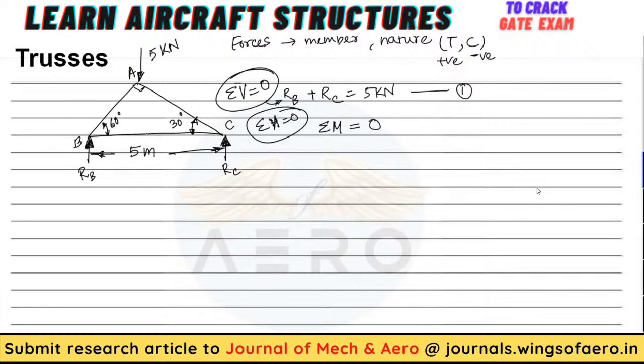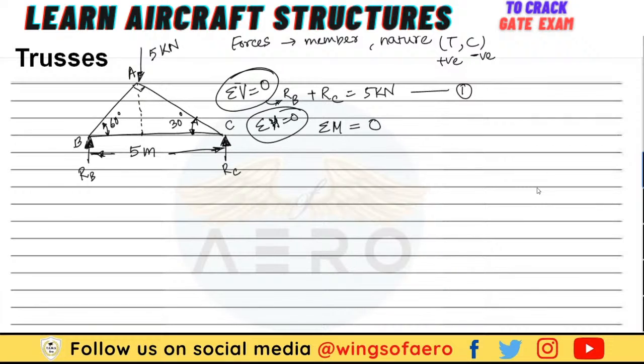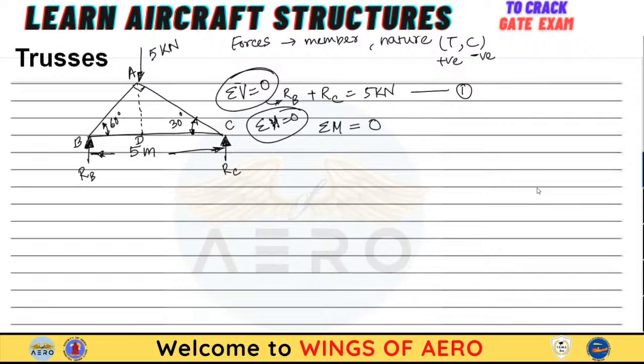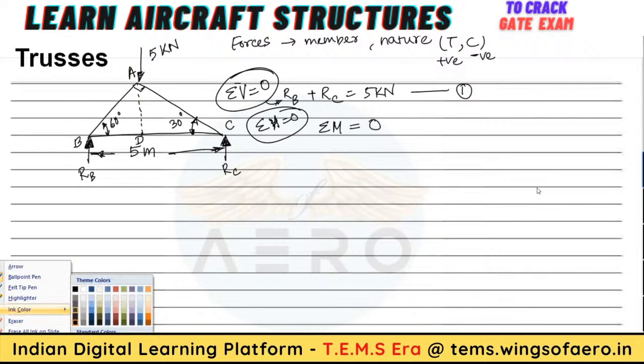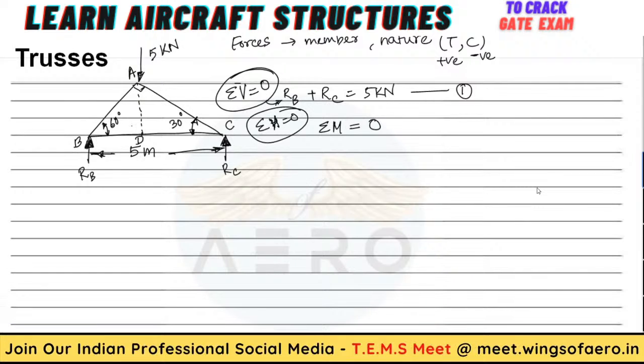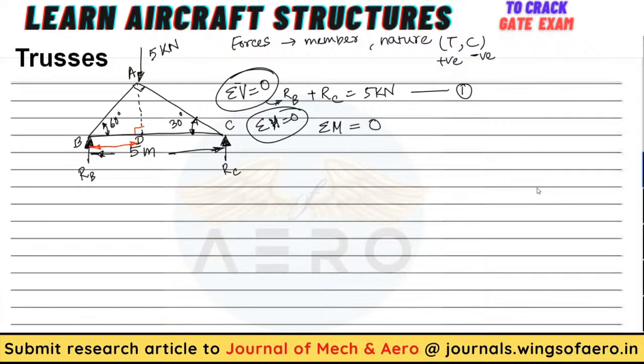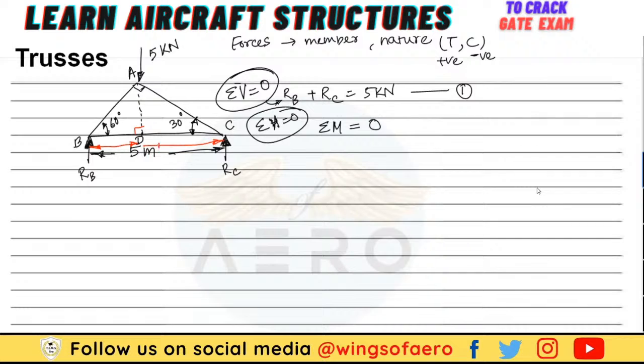Now before taking the moments, you should know what this distance is. Suppose consider this is a point D. So what is the distance BD or DC? You should know before proceeding, isn't it? Now how are you going to find out this distance? How?